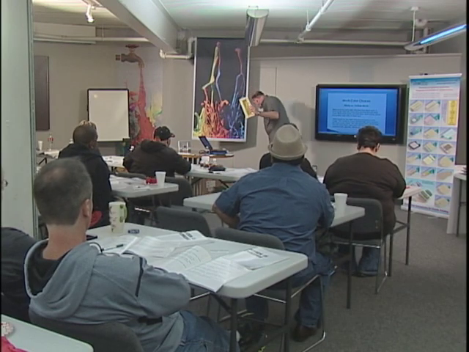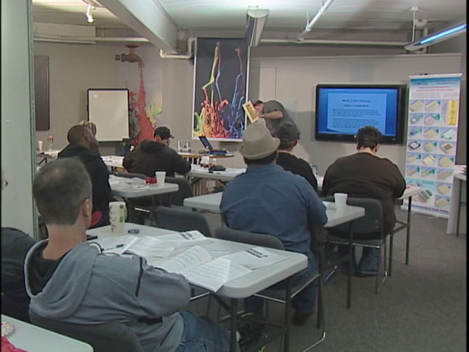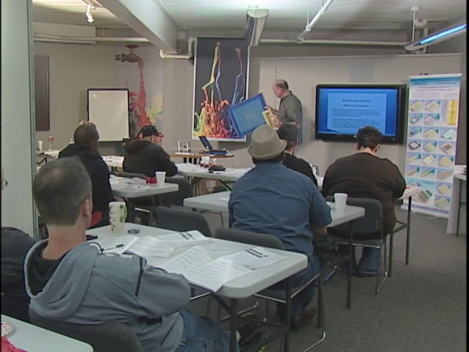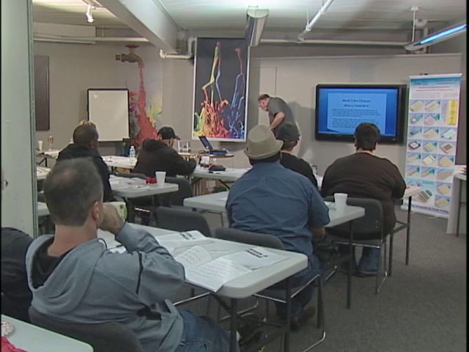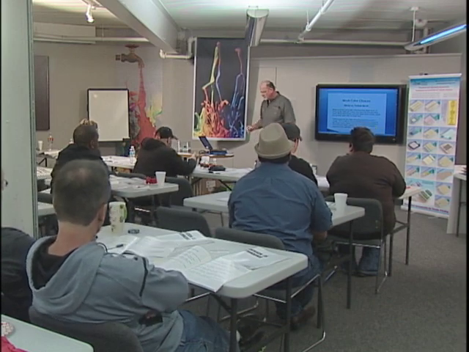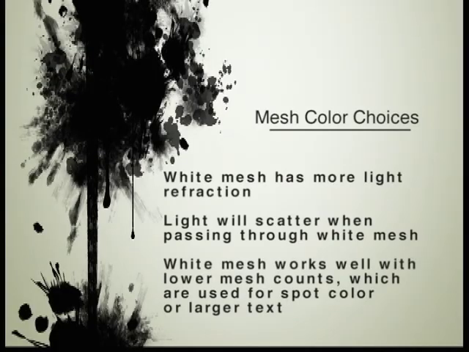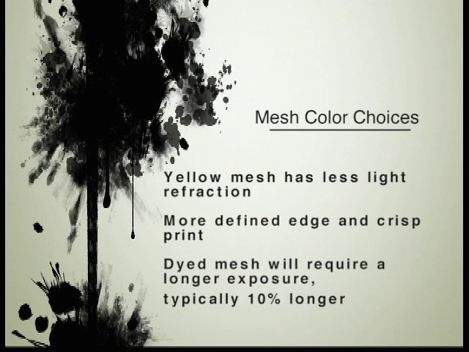I have a yellow mesh on this little screen here. I have one with white. You can't really see it that much. Why would you do one or the other? White mesh has more light refraction than dyed mesh. In other words, light will scatter when passing through white mesh. White mesh works well with lower mesh counts. If you're doing the numbers, athletic prints, whatnot. Spot color, larger text. Yellow mesh has less light refraction and gives a truer image.